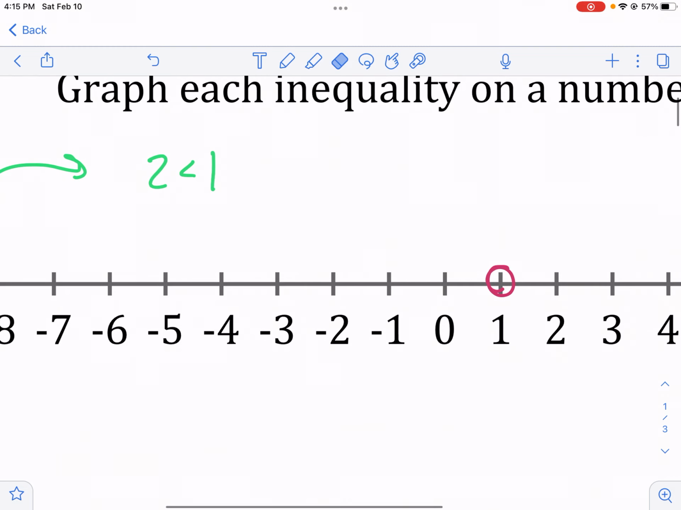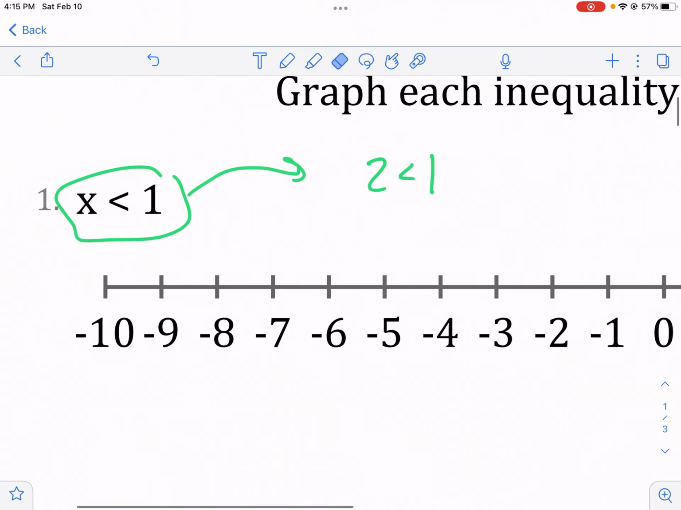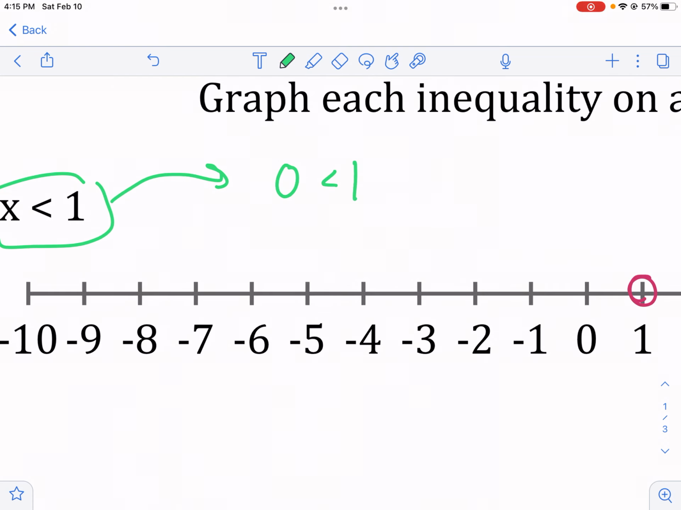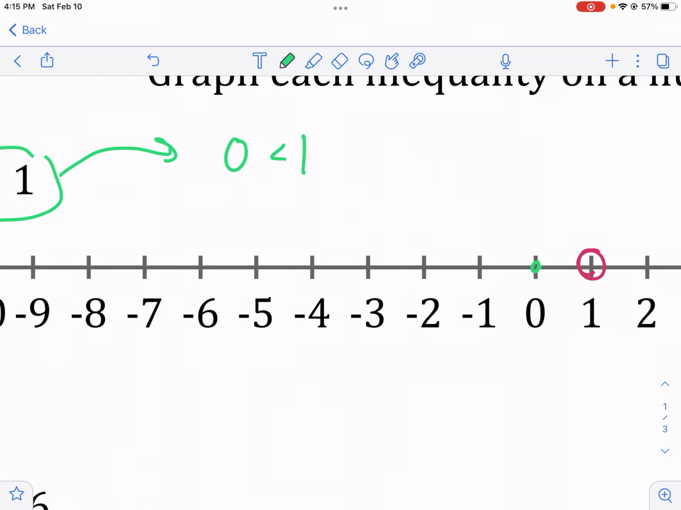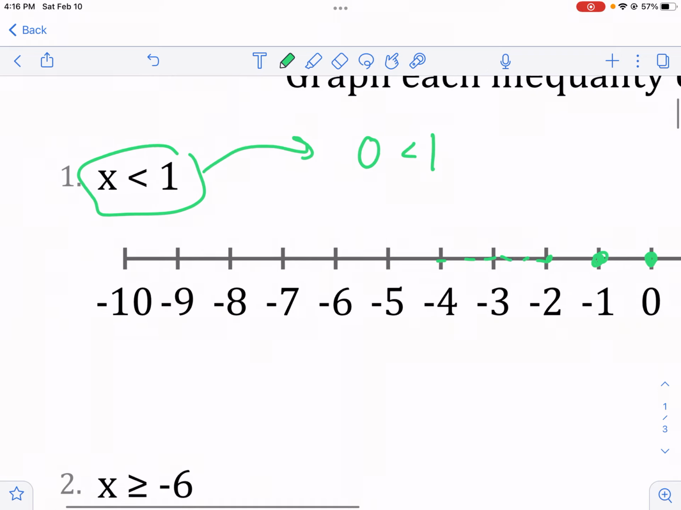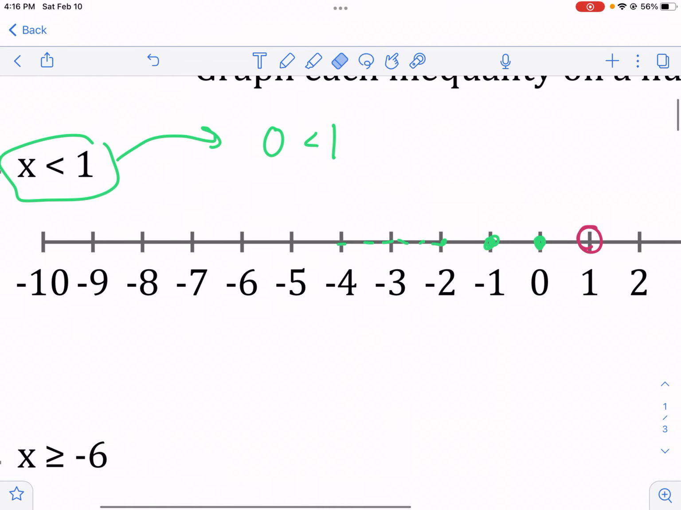Let's check a number to the left of 1. How about 0? Is 0 less than 1? Well, of course it is. 0 is less than 1. So I know this is going to be included in the solution set. This one's going to be included. This one, this one, this one. There's all these numbers. There's an infinite number of solutions to this problem, but they're all to the left.